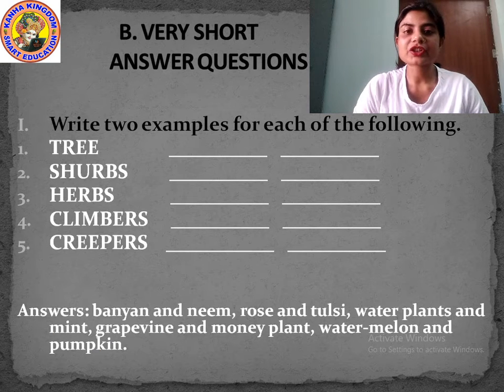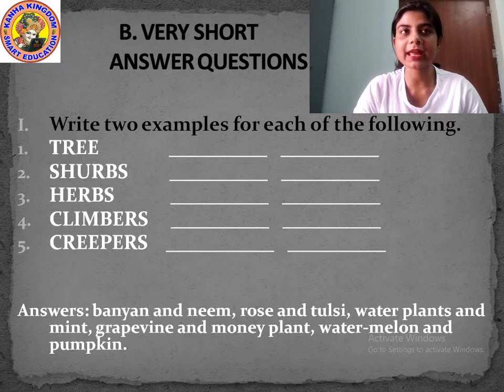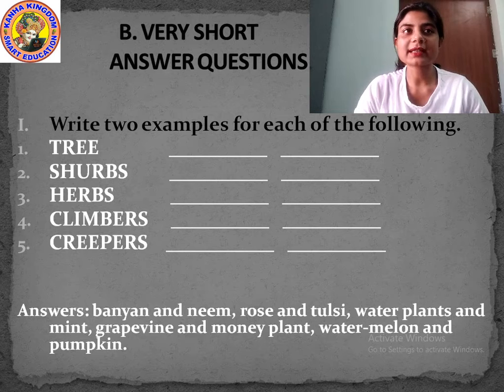Then our next question is very short answer questions. Okay. Question number 1, that is write 2 examples for each of the following. You have to write 2 examples for each of the following. Tree. What will you write? Name of any 2 tree. You can write mango tree or neem tree, or you can write banyan tree. Okay. Anything you can write.